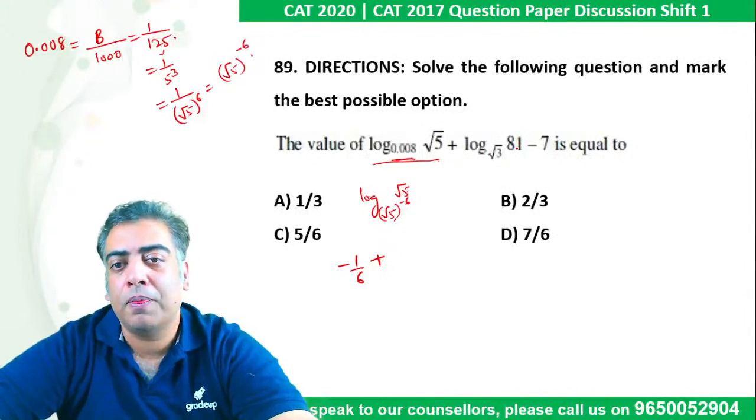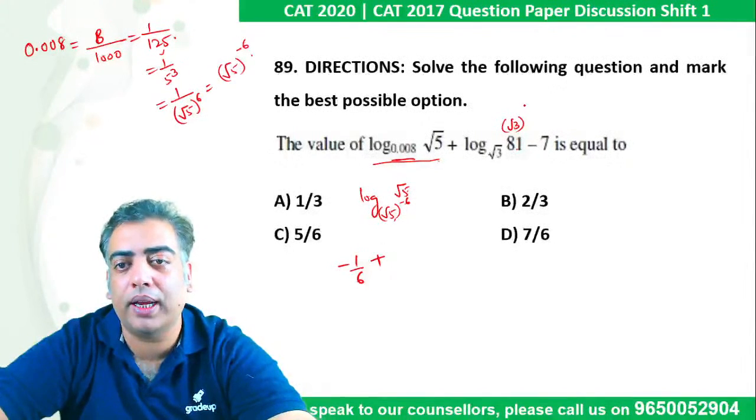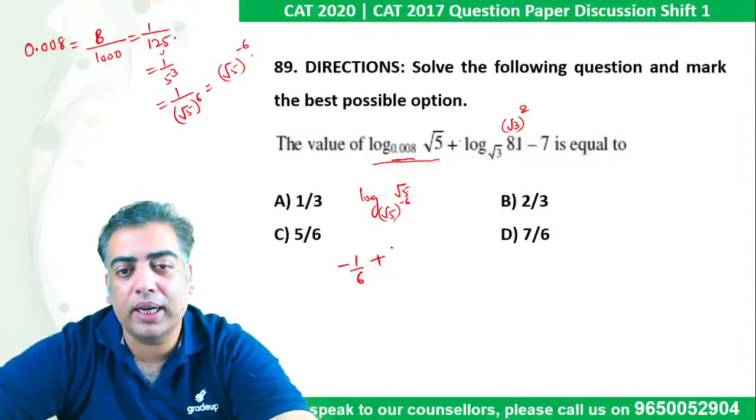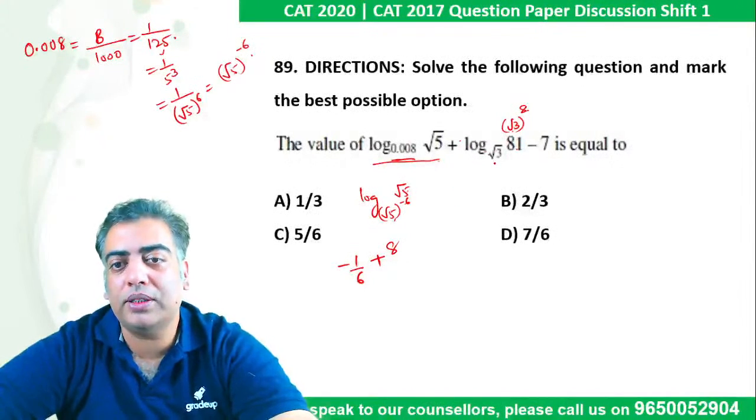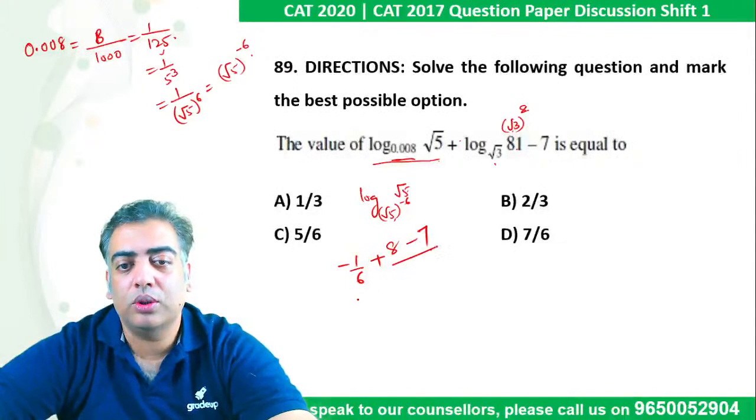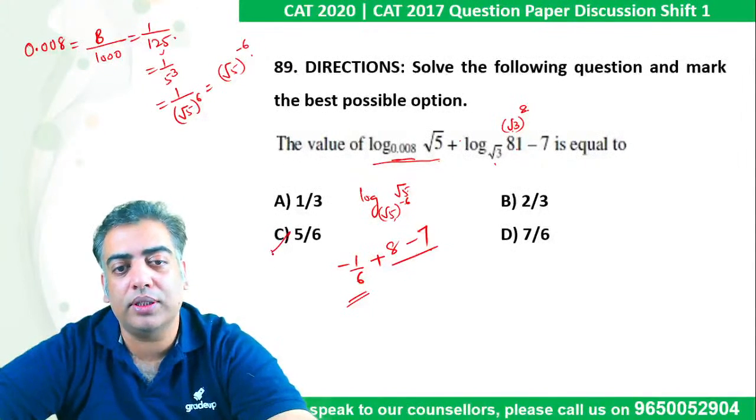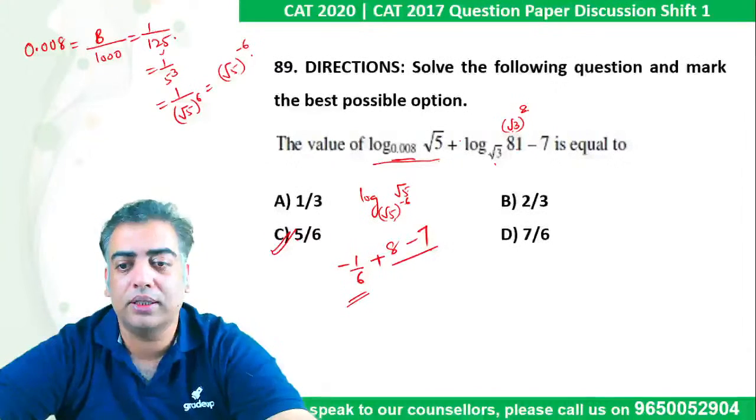Plus it is 81, which is 3 raised to power 4, or we can say root 3 raised to power 8. 8 will come outside and log root 3 to the base root 3 is 1. Minus 7 is the required answer. So 1 minus 1 by 6 equals 5 by 6, which is option C.